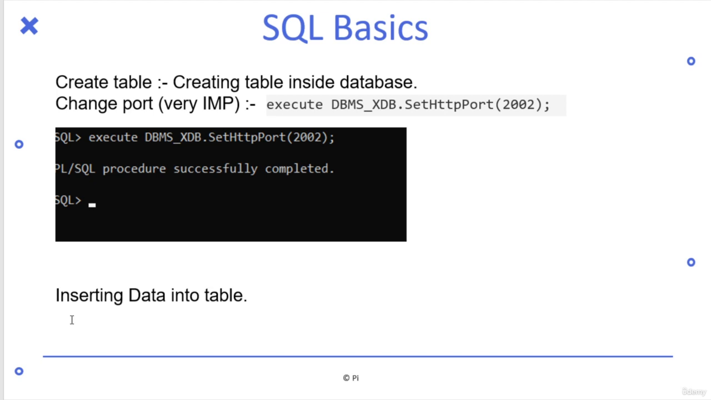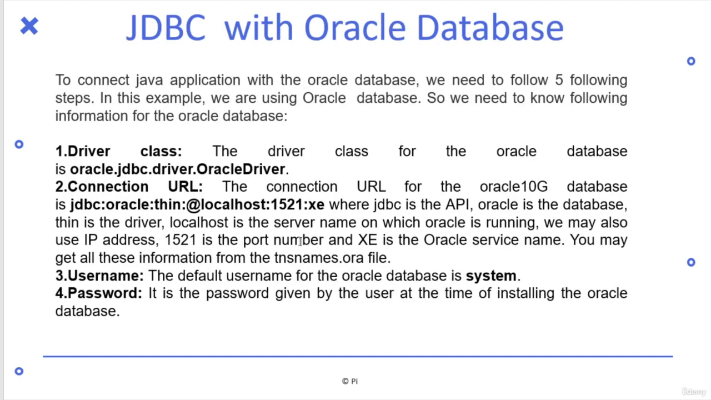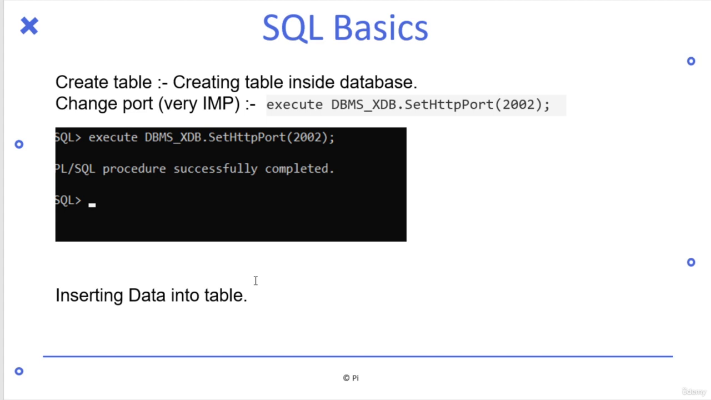I am going to use port 2002 in the Glassfish server. But if you don't want to change that port, you can change this port also using this query: execute dbms, and this is set http. This is a PL/SQL query basically, to 2002. You have to change this port, but again, remember, you have to change it in the connection URL also. Before that, you should know how to create a table, how to insert data, and how to fetch, the basic SQL things here.